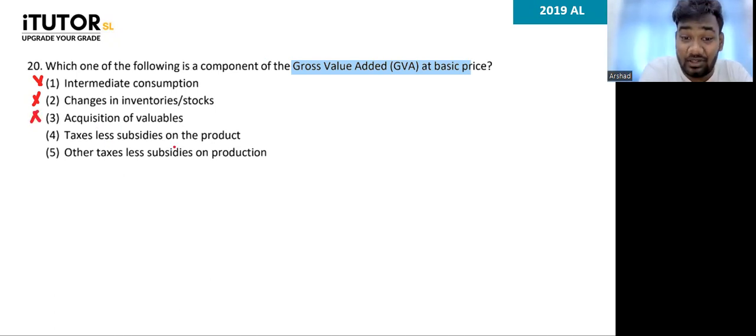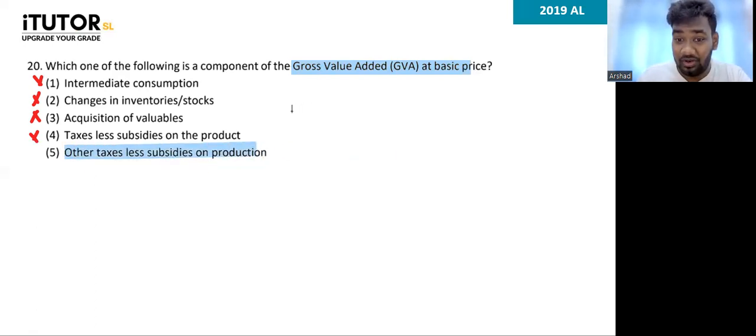Taxes less subsidies on the products. Is it included in GVA? Do we have taxes less subsidies? No, right? It's included in GDP because from GVA, we add taxes less subsidies, then we get to GDP. So taxes less subsidies is there in GDP, but that is not there in GVA. Then you're left with this final answer. Other taxes less subsidies on production.